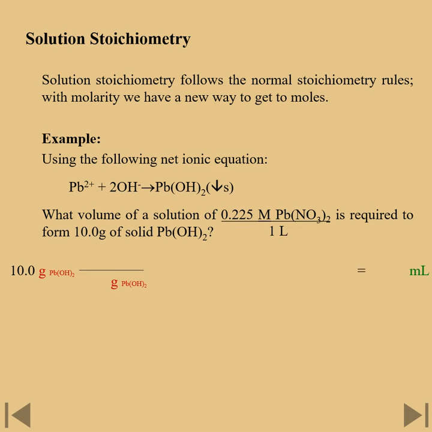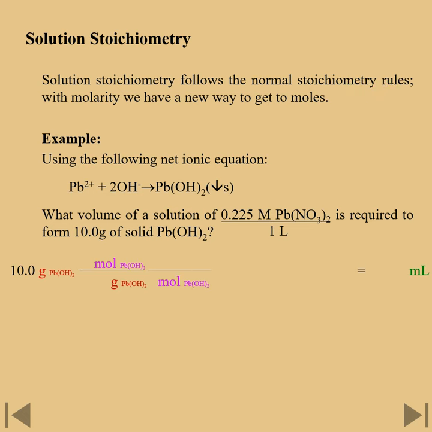And now comes the big question. Can we go straight from grams of lead 2 hydroxide to milliliters of solution, which by the way is milliliters of lead 2 nitrate solution? No. And where do we need to go first? Well, we know we're relating one chemical, the lead 2 hydroxide, to another chemical, the lead 2 nitrate. There's only one way to relate one chemical to another, and that's through moles. So first into moles of lead 2 hydroxide.